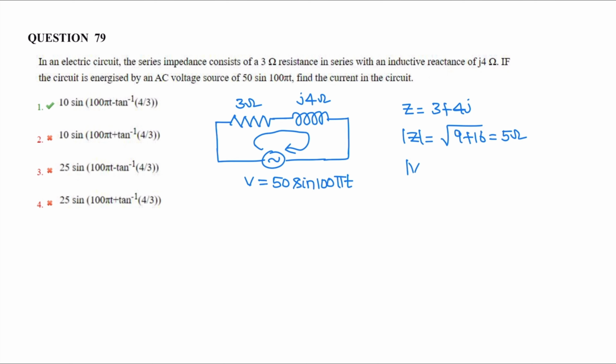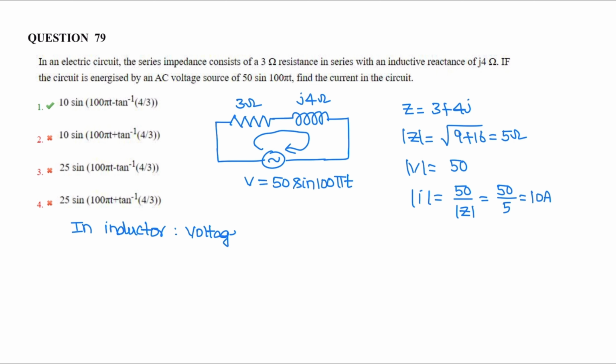Total magnitude of voltage is 50. Now the magnitude of current is 50 by Z, 50 by 5, that is 10 ampere. Now the given circuit is an RL circuit. In an inductor, voltage leads the current, that is, current lags the voltage.